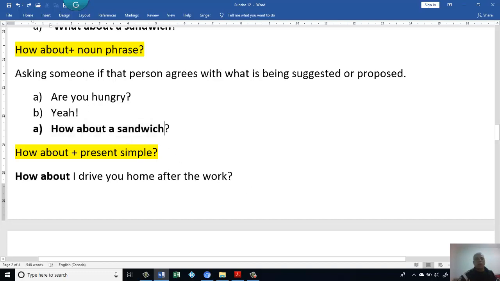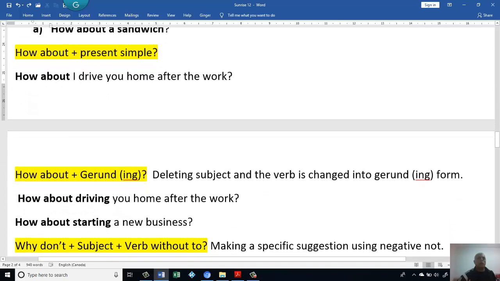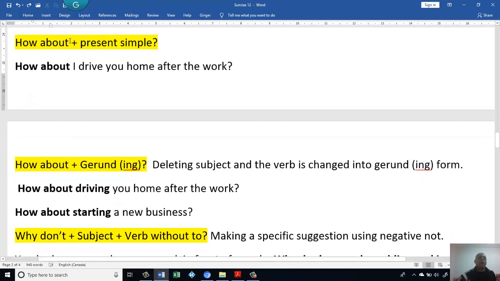Then sometimes we use this kind of making suggestion. We say, "How about?" followed by the present simple. For example, "How about I drive you home after work?" Then a question mark. Here, after "how about," I have the subject "I," then the verb "drive." We could do this, but maybe sometimes the meaning changes. You could say, "How about driving you home after work?" It's going to be the same meaning.